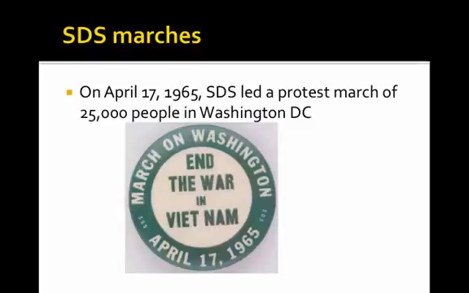On April 17, 1965, the Students for a Democratic Society, or SDS, led a protest march of 25,000 people in Washington, D.C. And this is in 1965, so this is pretty early in the war. And this is one of their buttons from the march.